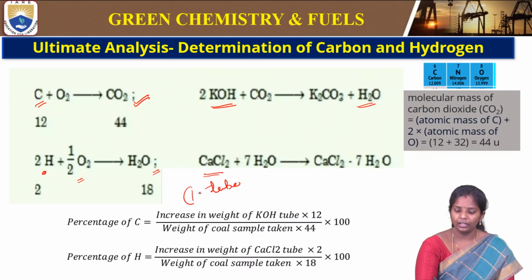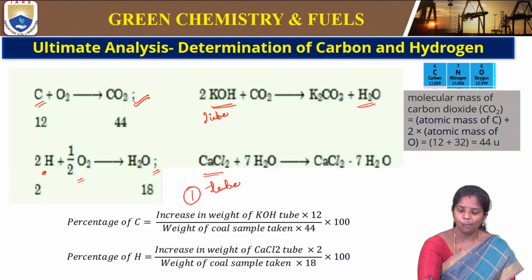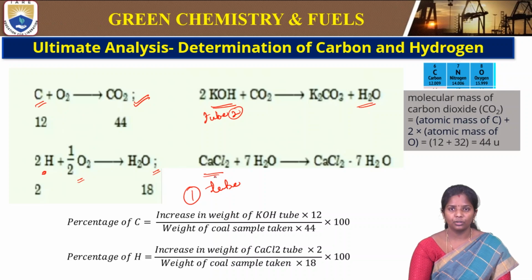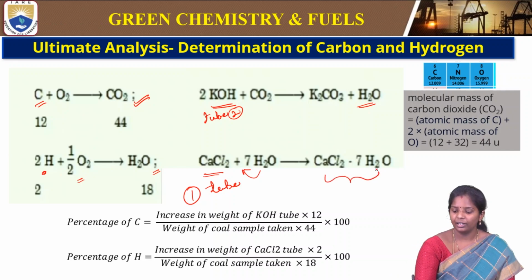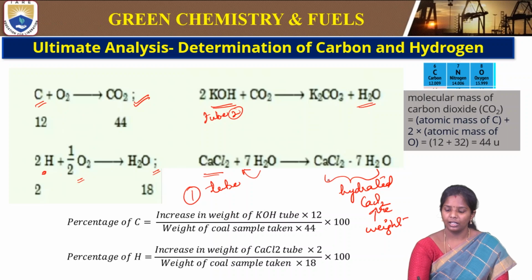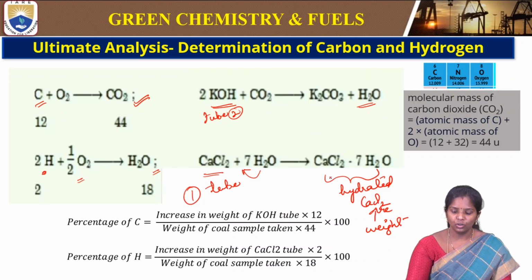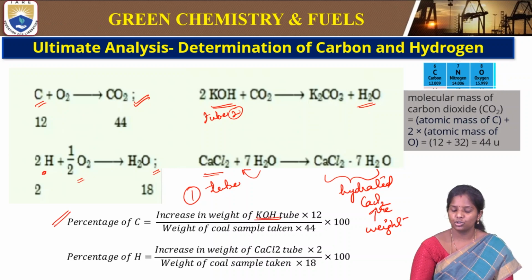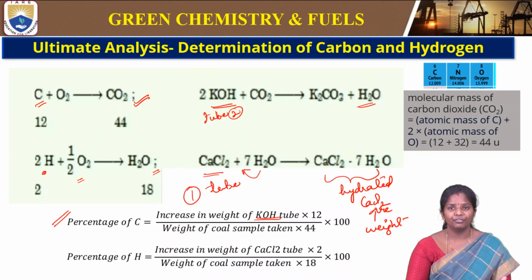This is tube 1, this is tube 2. In the calcium chloride tube, the moisture will be absorbed. The water formed is absorbed into calcium chloride and forms hydrated calcium chloride. It will obviously increase the weight, because there is addition of water molecules here. If you want to calculate the percentage of carbon, use the increase in weight of the KOH tube. We take the weights before we pass the air and the carbon reacts with it.